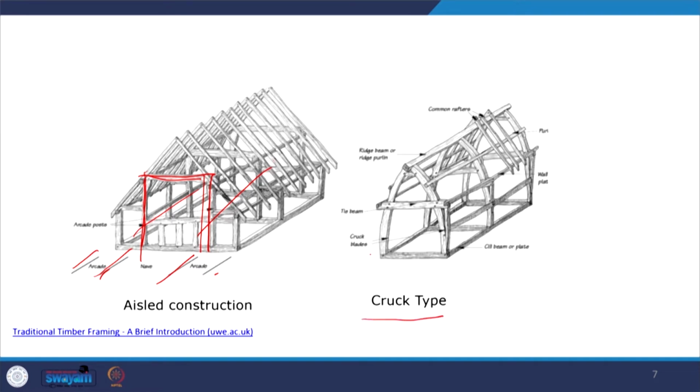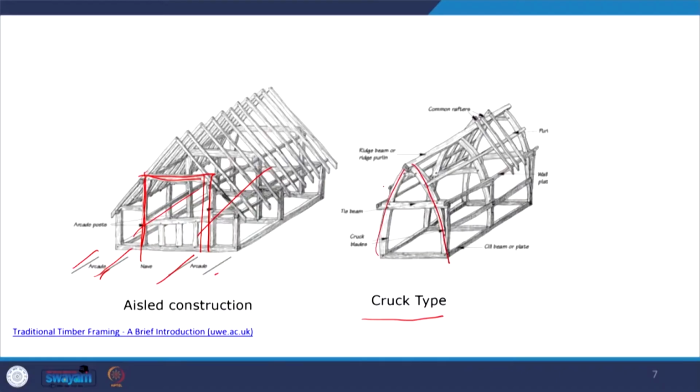Here they collect the inclined timbers and make a kind of frame, assemble it, and join it with the ridge beam or the ridge purlin. Here this is the tie beam and these are the cruck blades, and from the bottom we have what we call the sill beam or sole plate. I'm going to show you the joinery of this, and that is how these inclined members are joined with the cruck blades.